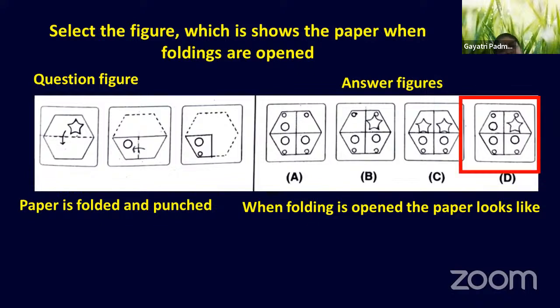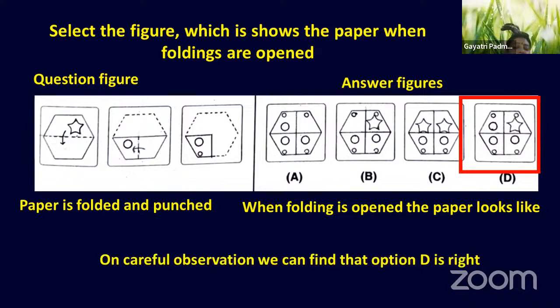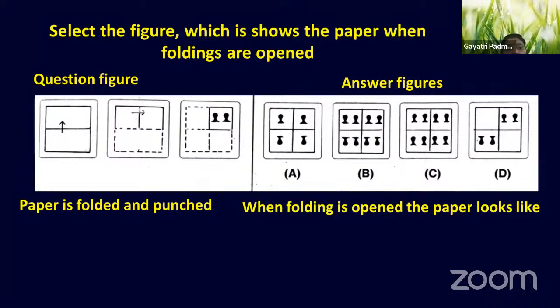Let's unlock the answer. Yes, it is option D. On careful observation, we can find that option D is right. All right, now see the next question. The paper is folded into exact half in the square. Then again, the topmost is folded, so it becomes 4 small squares, right?